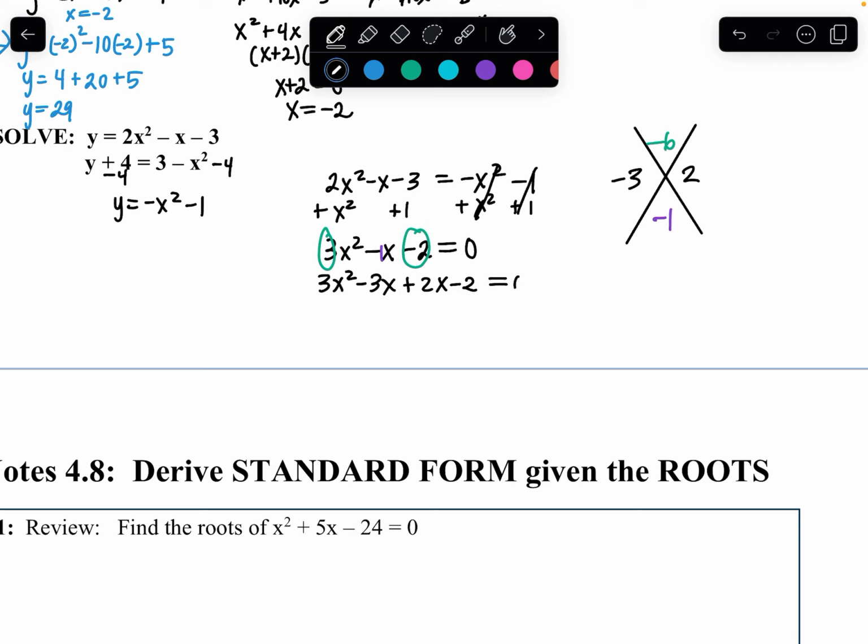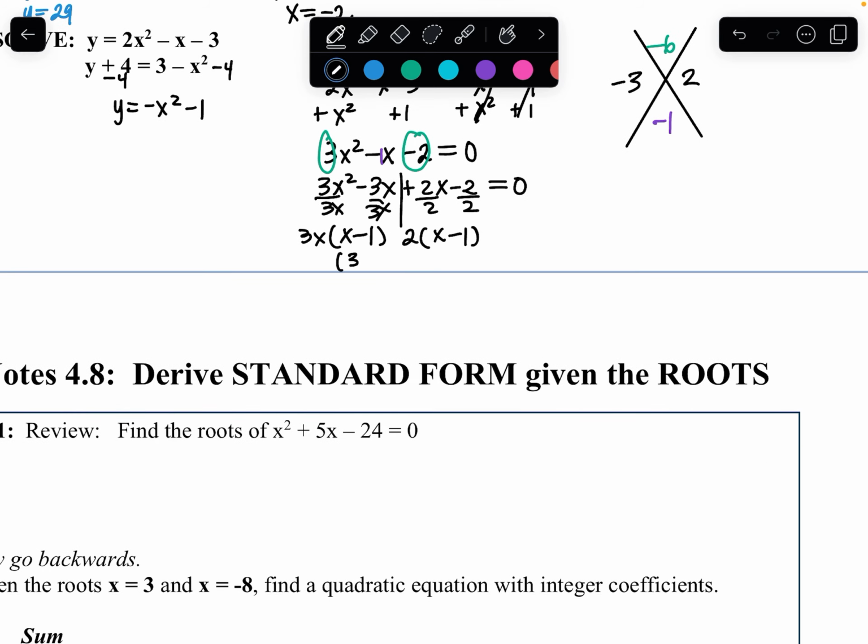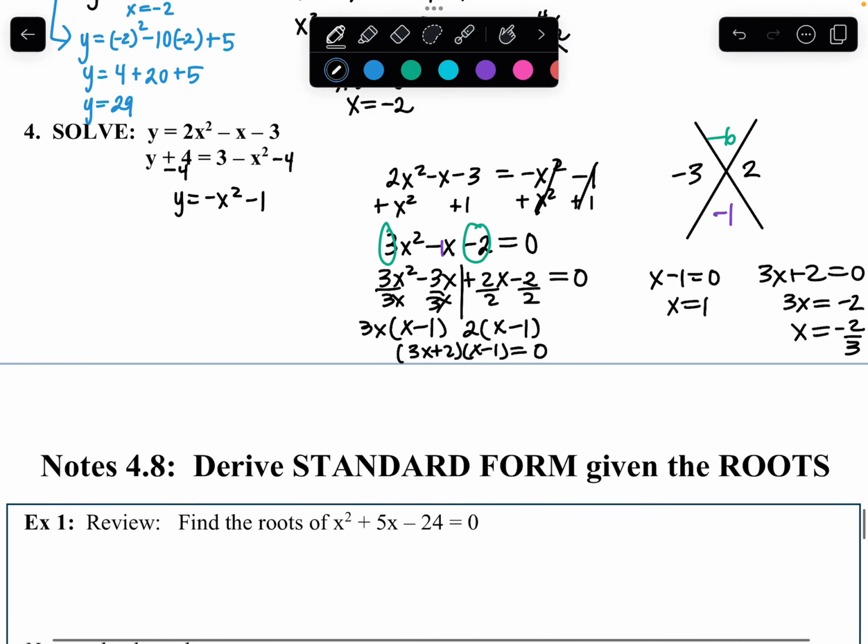Split the middle. First pair we can factor out a 3x, leaving an x minus 1. Here we can factor out a 2. And so our factors are 3x plus 2 and x minus 1. And then set them each individually equal to 0. In this case, x equals 1. In this case, x equals negative 2/3. Okay, and so those are just our x values.